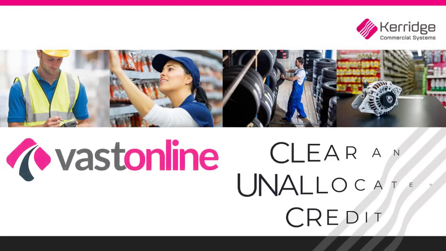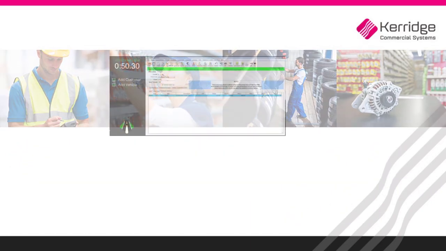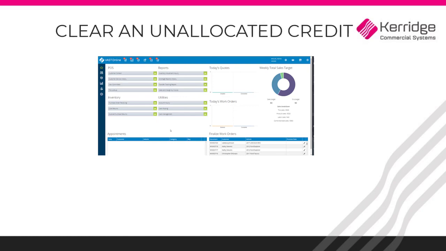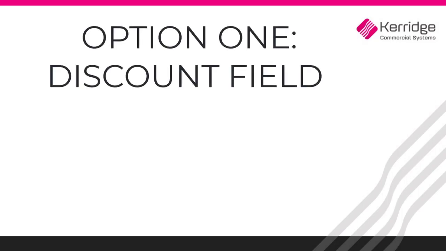This video will show you how to clear an unallocated credit in an accounts receivable customer. After your conversion to VAS Online, you may notice you've had some accounts migrate from GBMS with a credit balance. In this guide, you will learn 2 ways you can clear the balance so a statement does not generate for the customer. Option 1. Discount field in the cash posting screen.